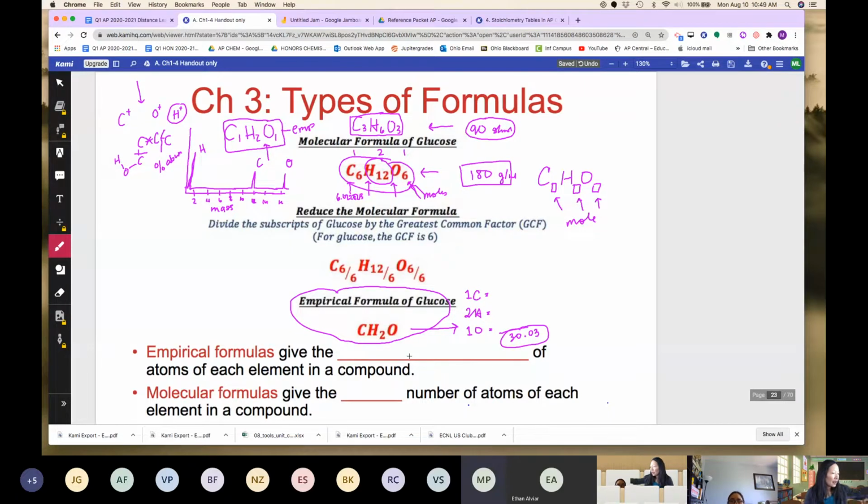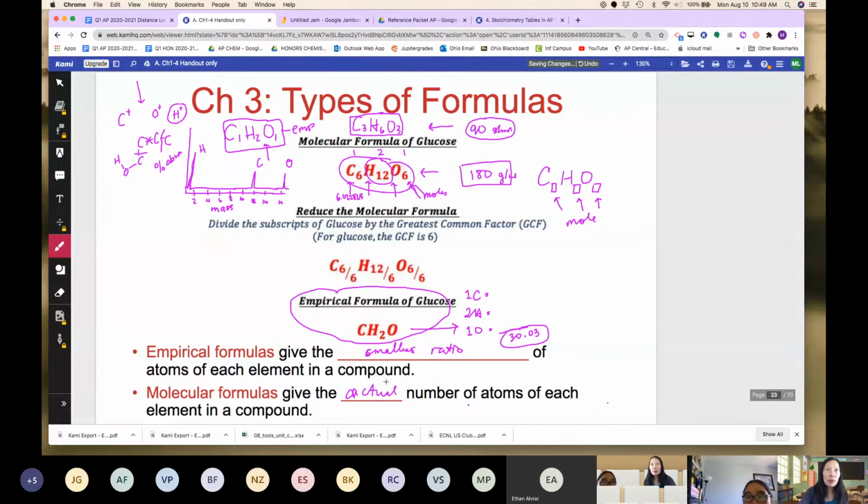So the empirical formula gives you the smallest whole number ratio, and the molecular formula gives you the actual. This is the real substance, what it actually looks like.